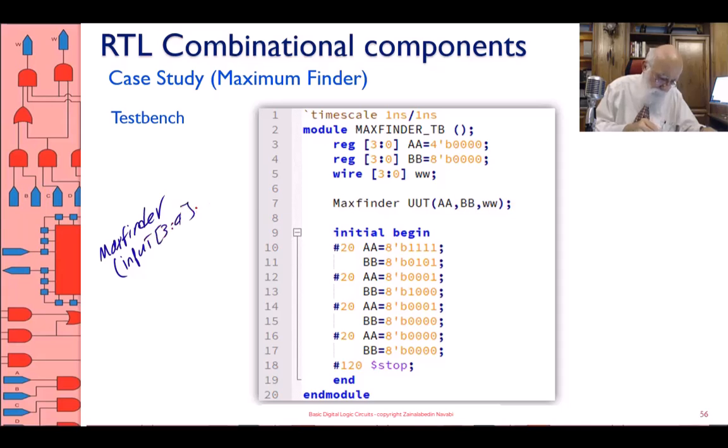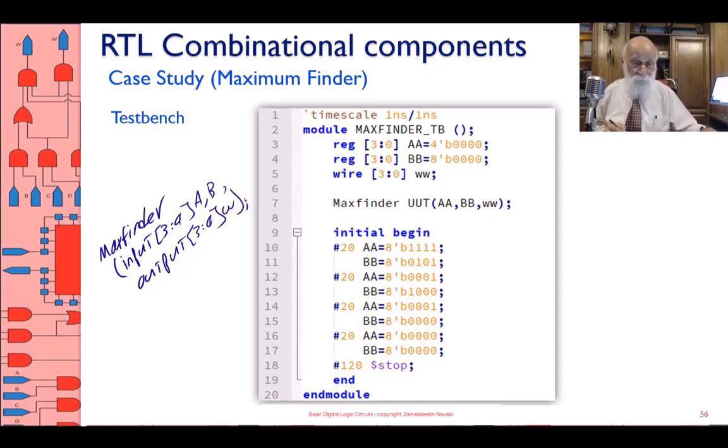input 3:0 A, B, output 3:0 W. Okay. I want to give value to the inputs, and then I want to observe the output. The inputs I declare as AA and BB.